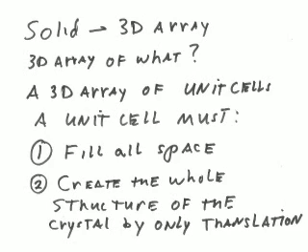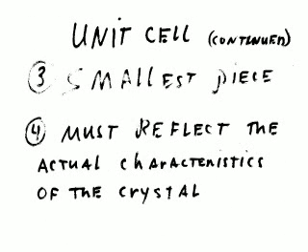Second, you have to be able to create the whole structure by taking the unit cell and moving it sideways, up, down, back, and forth, by translation only. Third, it has to be the smallest piece of the structure that can create the whole structure by just translation. And fourth, the cell has to reflect the actual characteristics of the crystal as well.